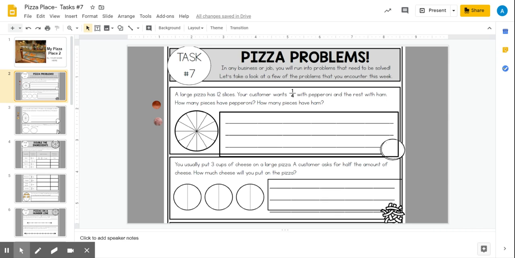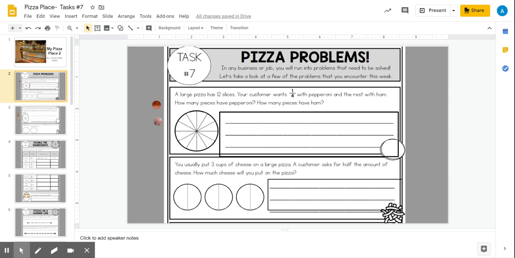Hello. So this week we are going to continue on with our Pizza Plates project. We are going to do tasks 7 through 14. Basically, we'll do one task together, and then you'll do a task on your own. So we're going to start with task 7.